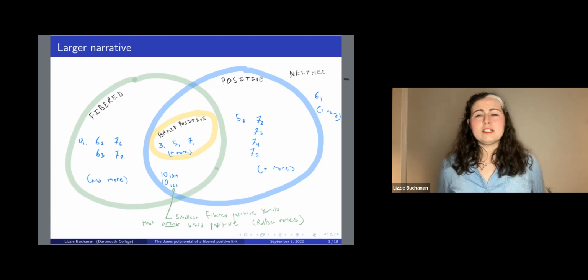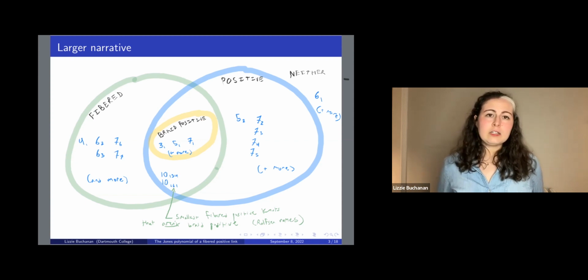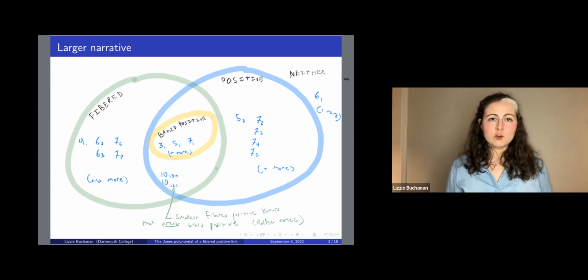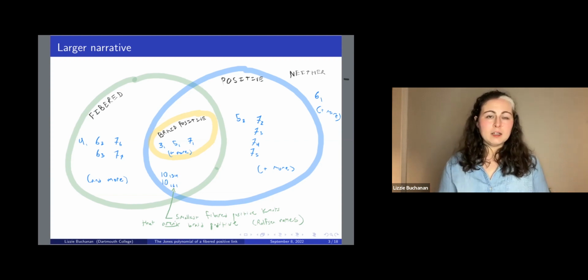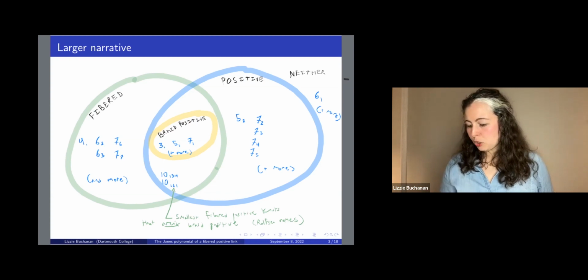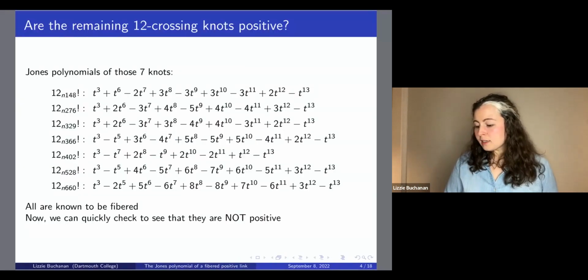And up until this year, we actually had not even completed the positivity classification of knots even up through crossing number 12. There were 7 12 crossing knots for which positivity remains unknown. But what's really fun is that the theorem that I mentioned actually can be applied to those 7 knots, and we are able to make conclusions about whether or not they are positive. So here are the remaining 12 crossing knots.